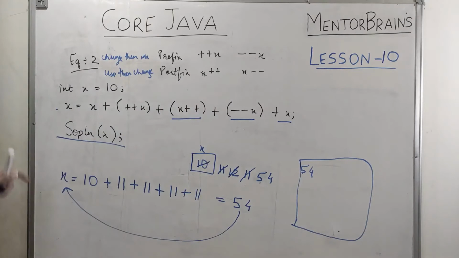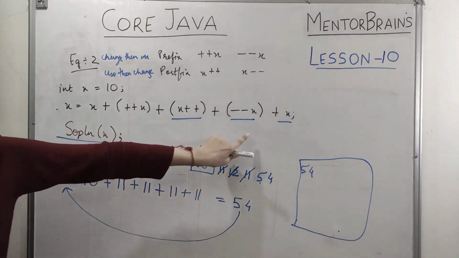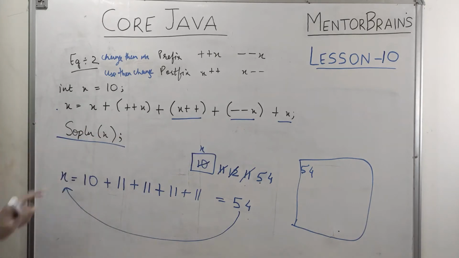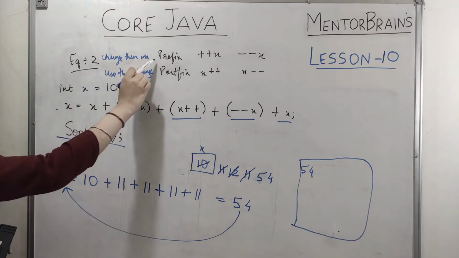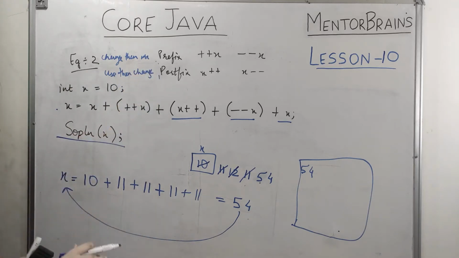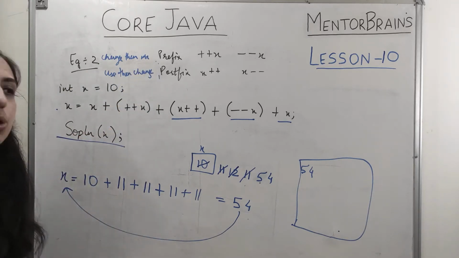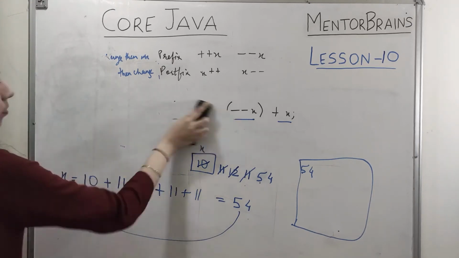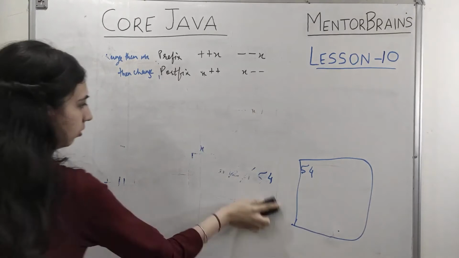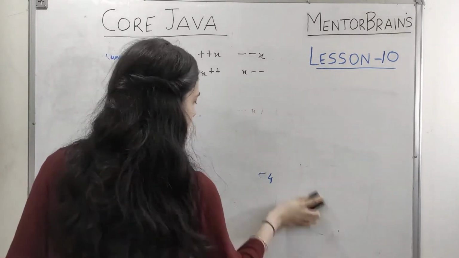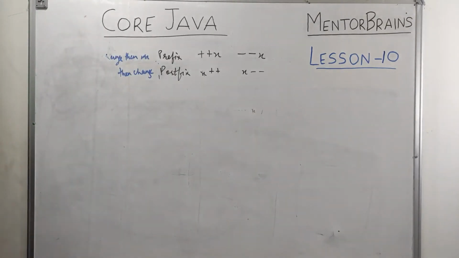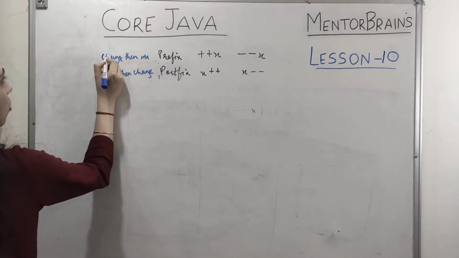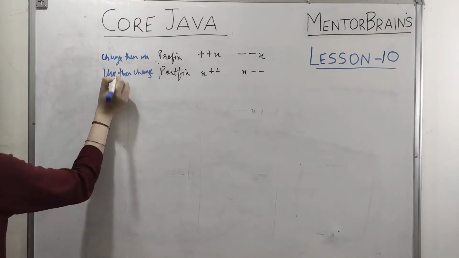Okay, I hope this must be clear. We went step by step, first executed this, then this, then this, and so on, and then printed it. So you have to go step by step and remember the rules for both of them, and if you go step by step, it would be solved very easily. Let's do one more example. It was change then use and use then change.